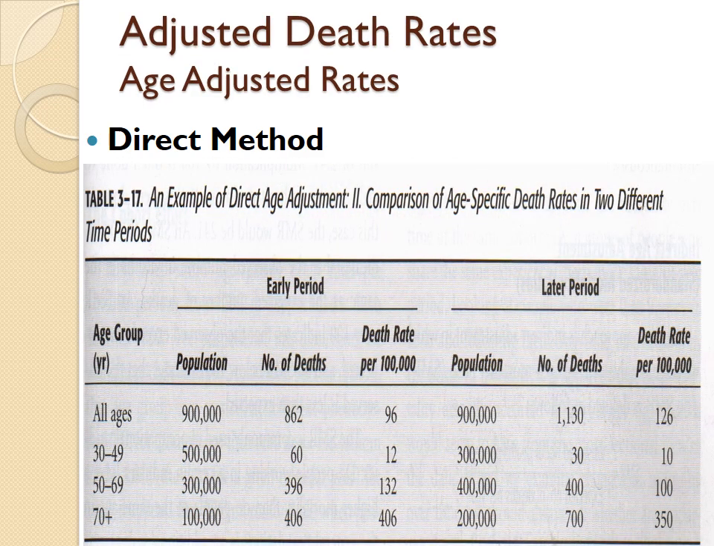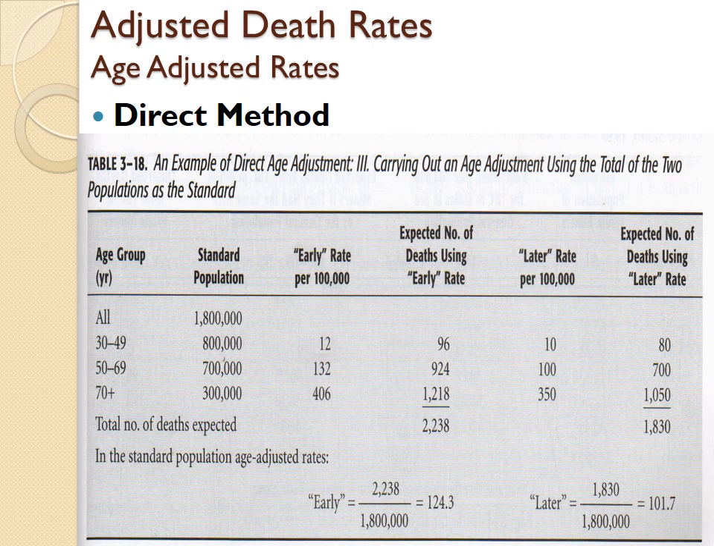Now see this table. Although the total population is the same in the early and later periods, in different age groups, say the 30 to 49 years age group, the total population in the early period was 5 lakh, whereas in the later period it is 3 lakhs, and so on. So in different age groups the population varies between the early and later periods, and so the death rate also varies. Now how can we adjust this death rate?